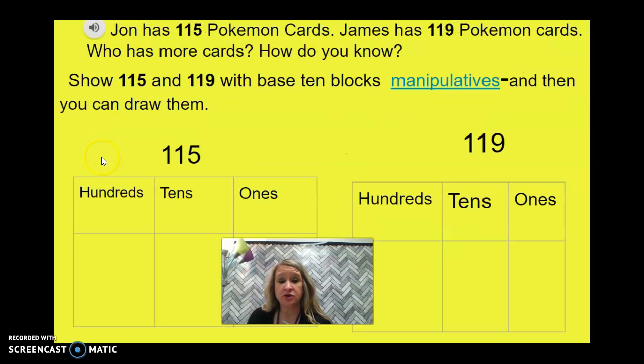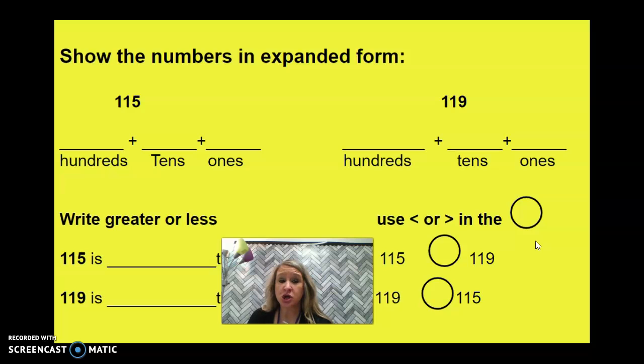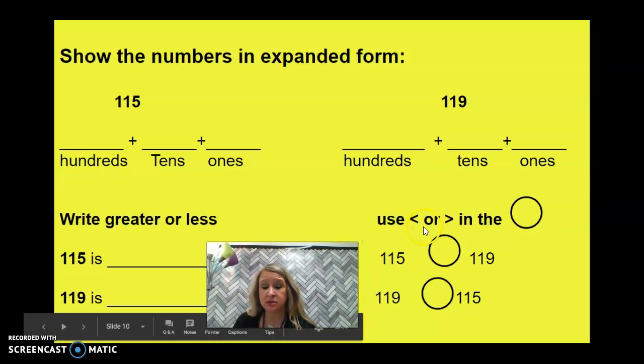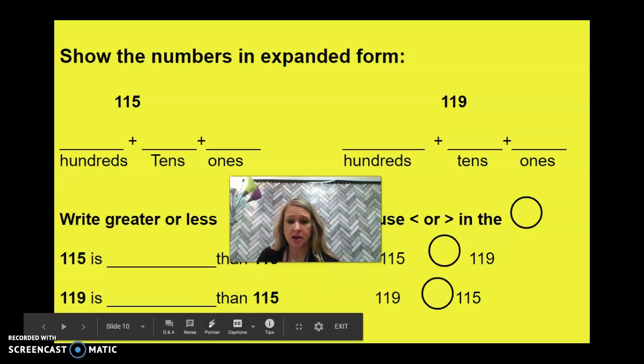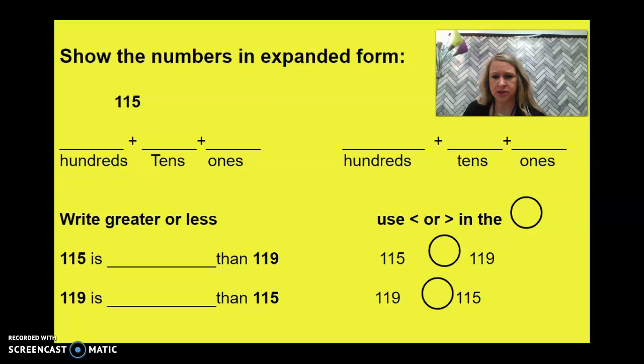Then we showed 115 and 119 with our base 10 blocks. We showed them in expanded form. We wrote greater than or less than in the blank, and then we used the symbol for greater than or less than in the circle between the two numbers. At least I hope you did.